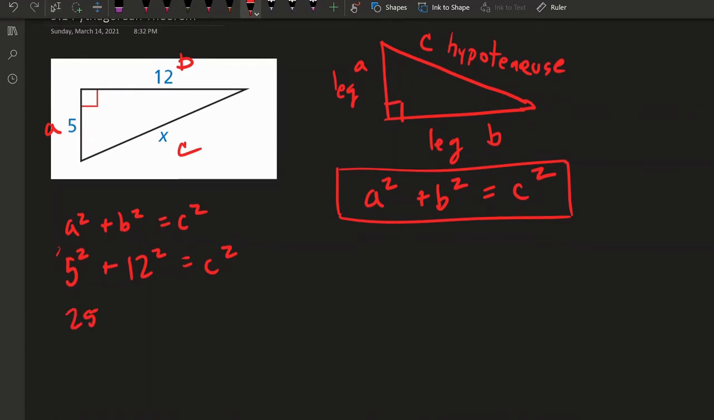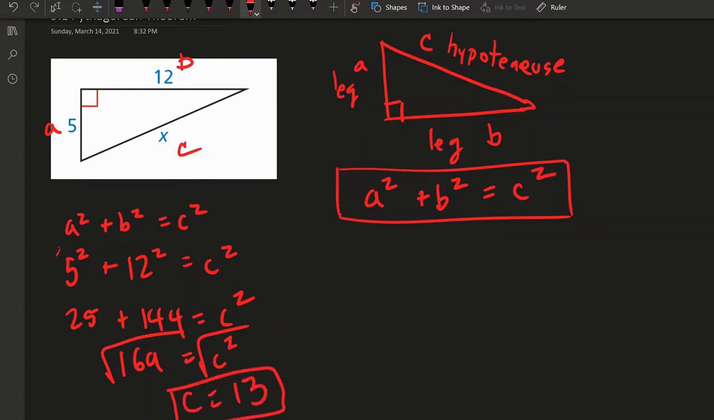5 squared is 25, plus 12 squared is 144, is equal to C squared. 25 plus 144 is 169. And then in order to figure out what C is, I would just take the square root of both sides. So that would give me C is equal to 13. What that means is that the length of the hypotenuse here would be 13, giving me a triangle with sides 5, 12, and 13.